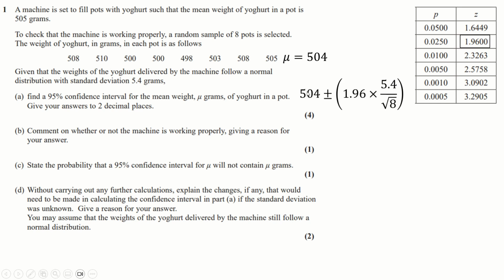And then the formula is just the mean plus or minus the Z value for whatever percentage you're doing, times the standard deviation divided by the root of n, the number in the sample. That formula is given on page 121, just in case you're interested. You get this, and that's not two decimal places, but I don't care.